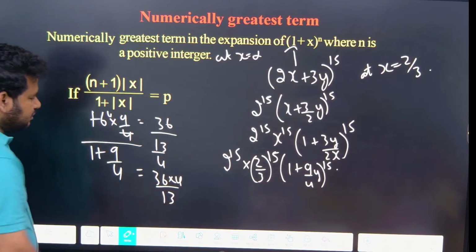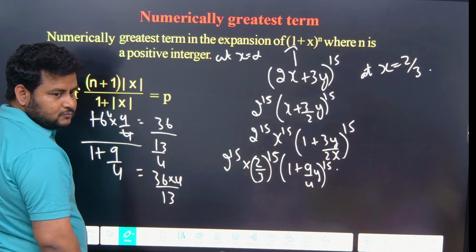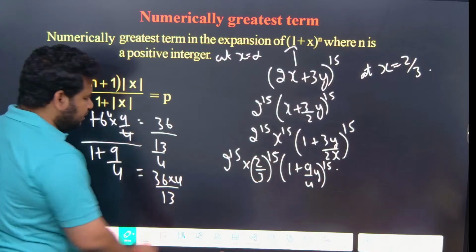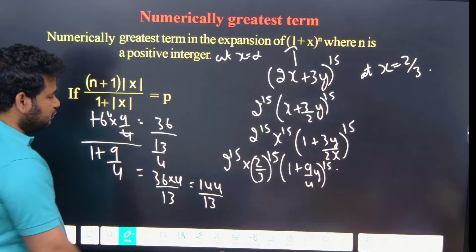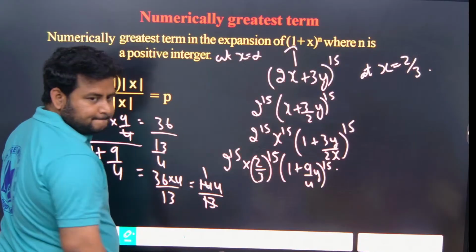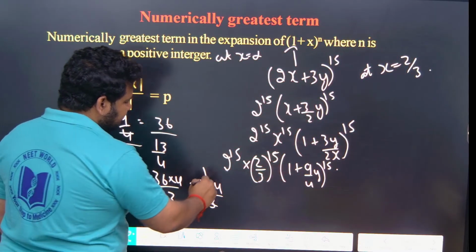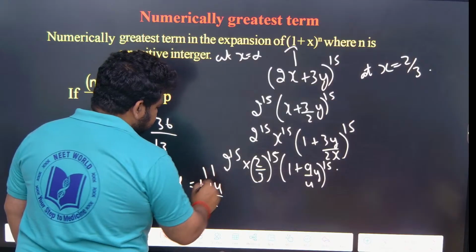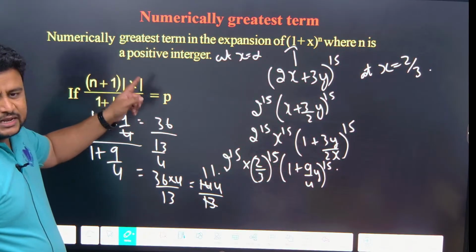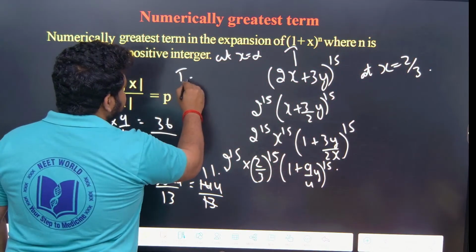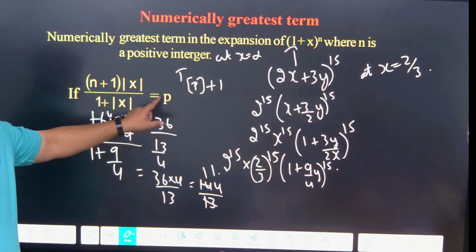36 into 4 is 144, so 144 by 13. If you do this, 13 elevens are 143, the remainder is 1, so you will get 11 point something. So if they ask the numerically greatest term, the term will be T of p plus 1.